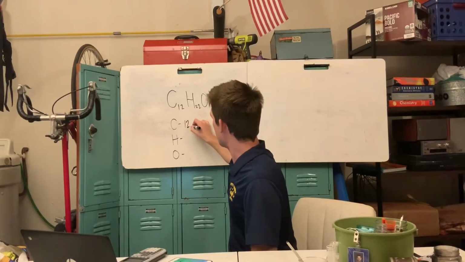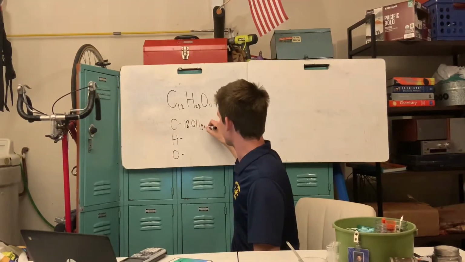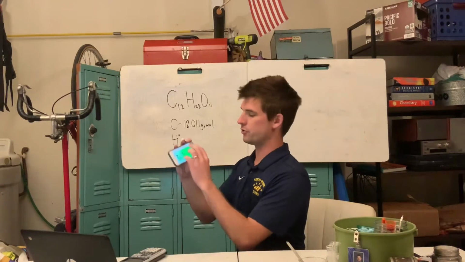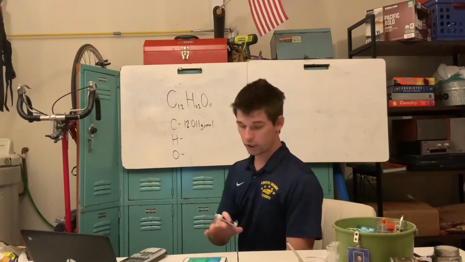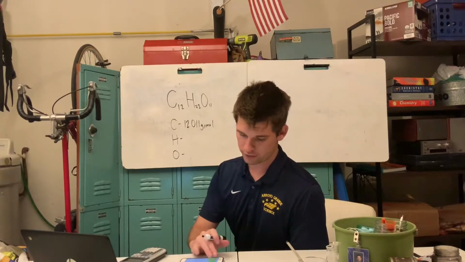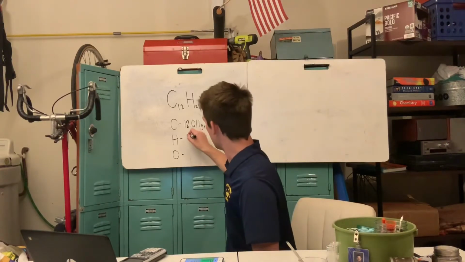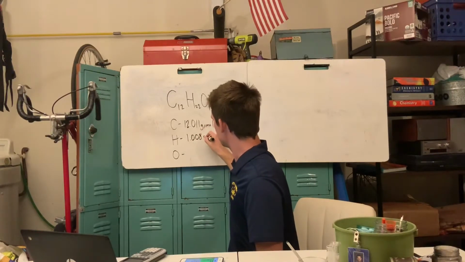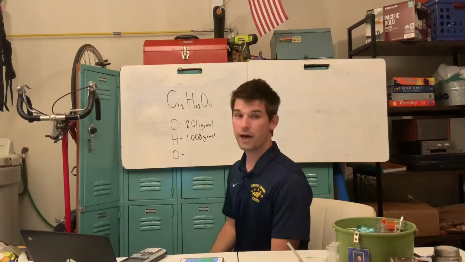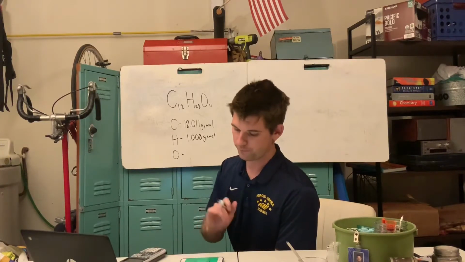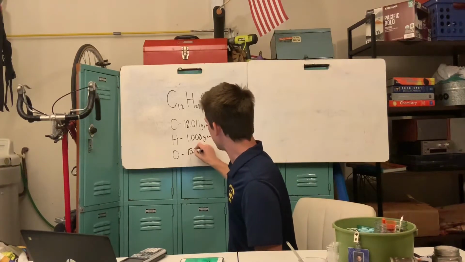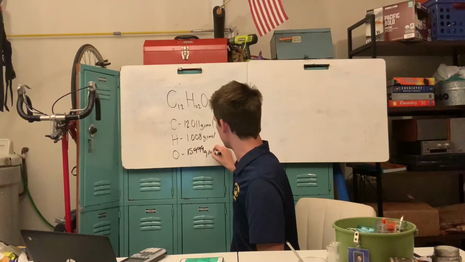So I'm going to look here, and it says that carbon is 12.011 grams per mole. Okay, that's what it says right here. I zoomed way in. I don't know if you can see my phone, but it's right there. We're going to look over at hydrogen to see what the molar mass of hydrogen is. And if I zoom way in, it is 1.008 grams per mole. And then finally, oxygen is going to be 15.999 grams per mole. Okay?